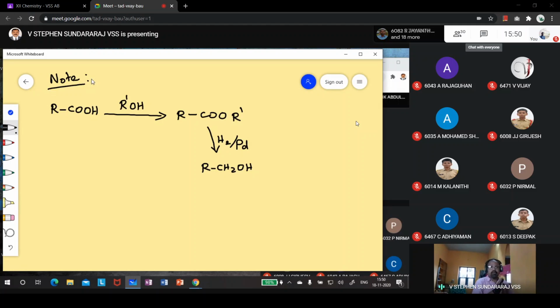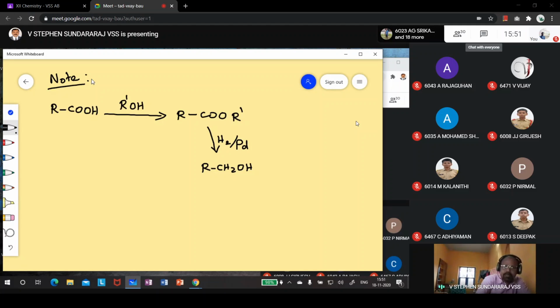Why is carboxylic acid not directly reduced to alcohol using lithium aluminum hydride? You are right, it is a highly expensive reagent. Therefore, we go for a cheaper method: convert the carboxylic acid into an ester, and that ester can be easily reduced by hydrogen and palladium. Hydrogen and palladium cannot be used for reducing the acid directly, because that reduction is a very severe reduction.